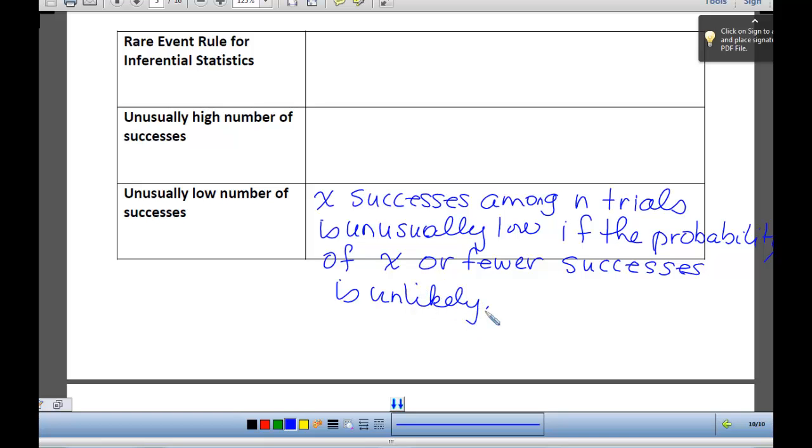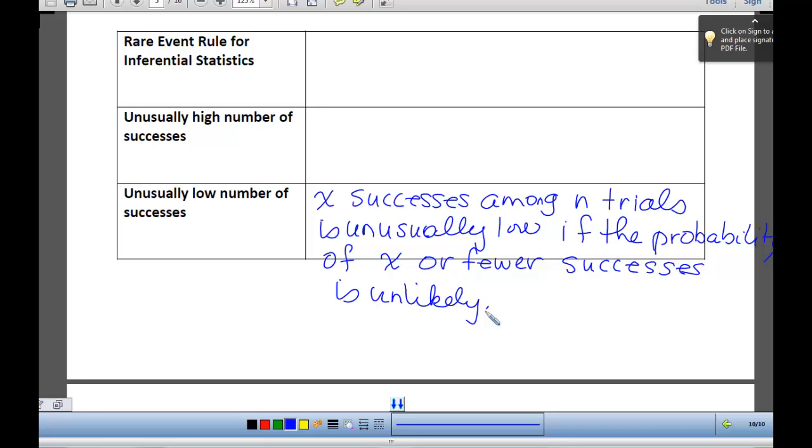Okay, so basically we would say that one success is unusual if 1 plus the probability of 0 is less than 0.05. Okay, 0.05 is our criteria to say that that's unusual. So we would say 1 is unusual if everything 1 or below is less than 0.05.